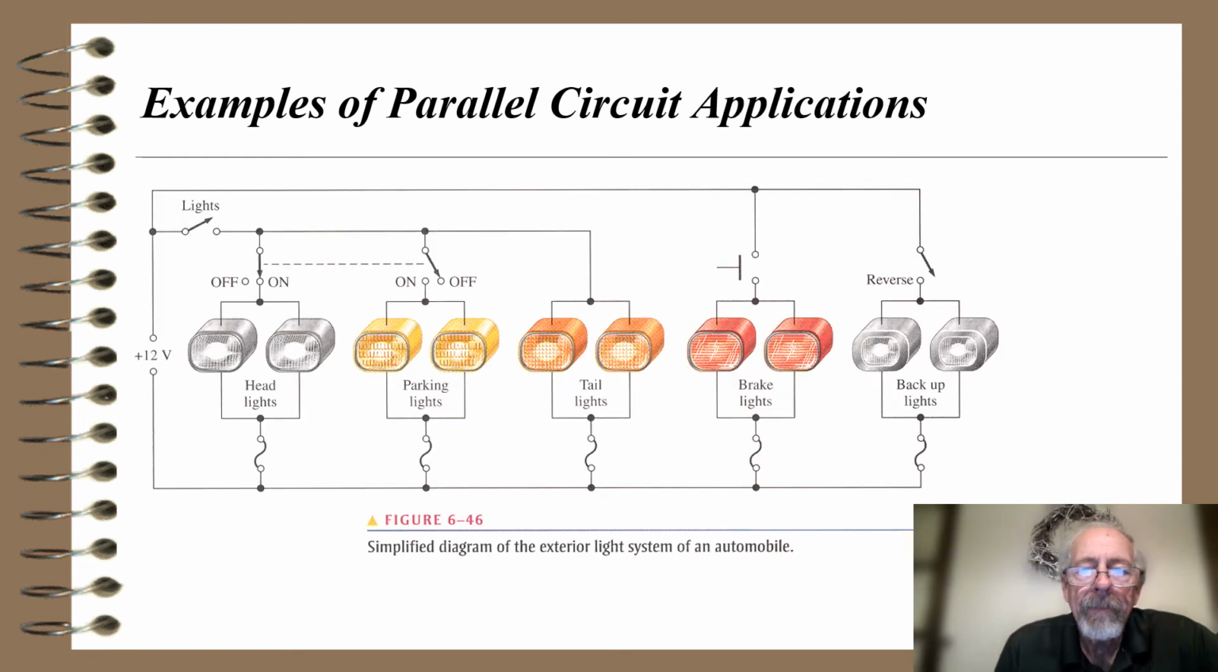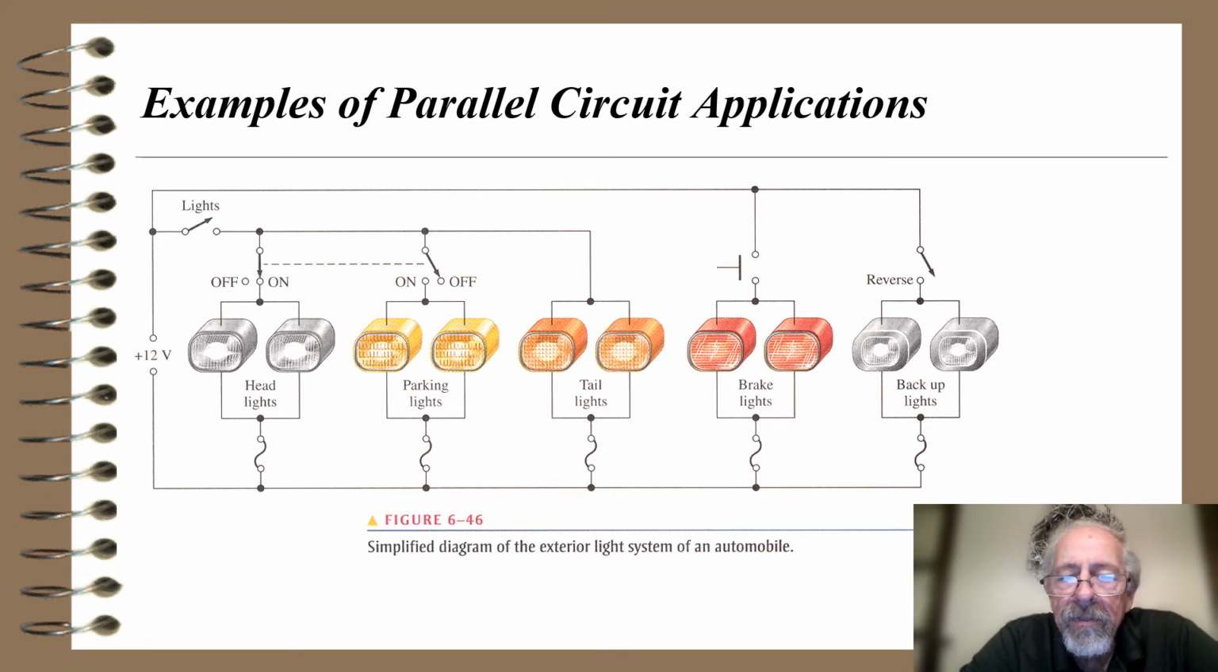Now here's an example of parallel circuit applications. This is a simplified diagram of the exterior light system of an automobile. The automobile has a nominal 12-volt battery over on the left-hand side. And you see a couple switches here. The light switch, if I put that on, I'll apply 12 volts to what? The headlights, if I have the headlights on, and the parking lights, if I have them on, and the tail lights also. So those are kind of the running lights for the car.